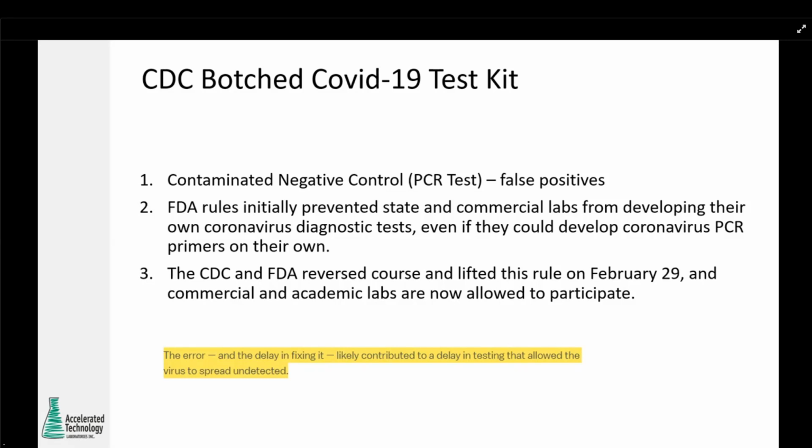The FDA had rules in place initially to prevent any other laboratory other than the CDC from making the COVID-19 test. So at the end of February, they lifted that restriction and let other laboratories manufacture the COVID test kit because there was a huge backlog and demand for those kits.